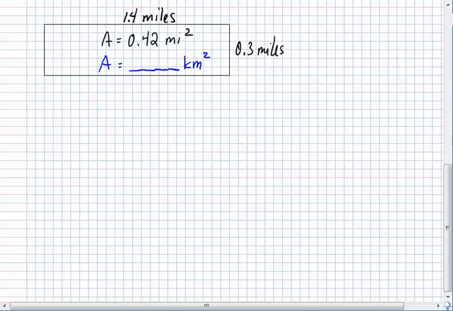Okay, so if there's a field that is rectangular with a length of 1.4 miles and a width of 0.3 miles, obviously then the area is 0.42 square miles. What would be the area in square kilometers? You can either figure out the conversion for square miles to square kilometers, or convert both the miles, both length and width, to kilometers, and then find the area that way. Your choice. I'll show you both ways in 3 seconds, so pause the video and give it a shot.